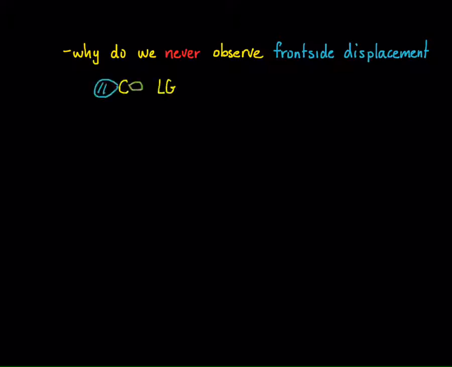Okay? So why do we never observe a front side displacement? In other words, why don't we see retention of configuration? If retention of configuration occurred, then the nucleophile would actually have to displace the leaving group from the front side, and there would have to be a front side attack. Well, again, we've already seen that the nucleophile can't really approach the bonding orbital because it's full, so we can again explore what that antibonding orbital would look like and how the nucleophile would approach.